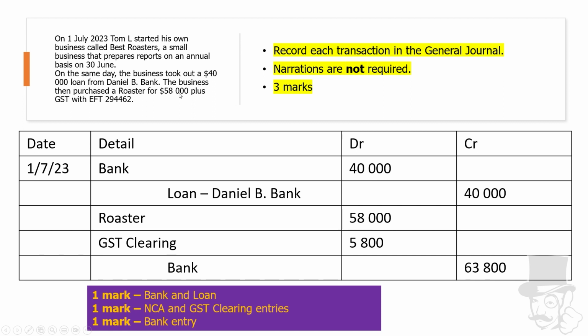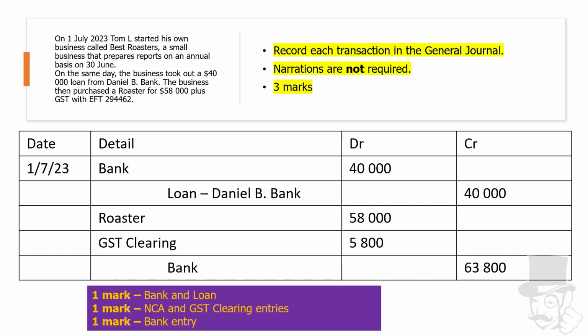Next up, the purchase of this non-current asset. So we know it's going to cost us $58,000. We're going to obtain it, so that roaster is going to be $58,000 worth of value to our business. Therefore, an asset. So we need to debit this value as located here.